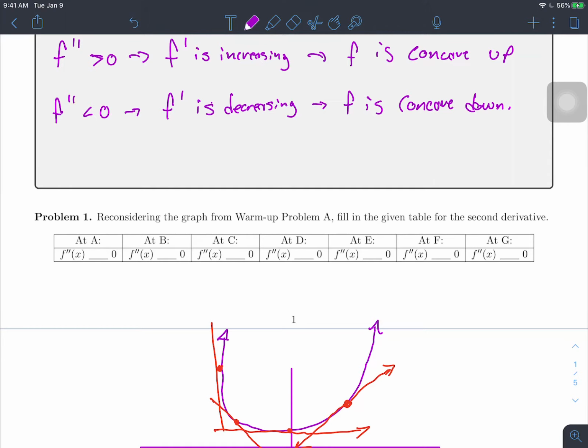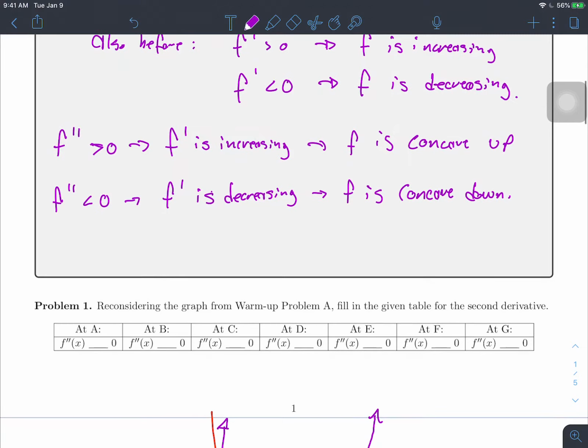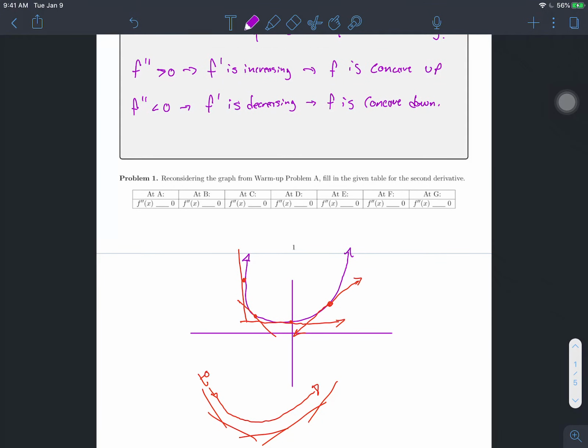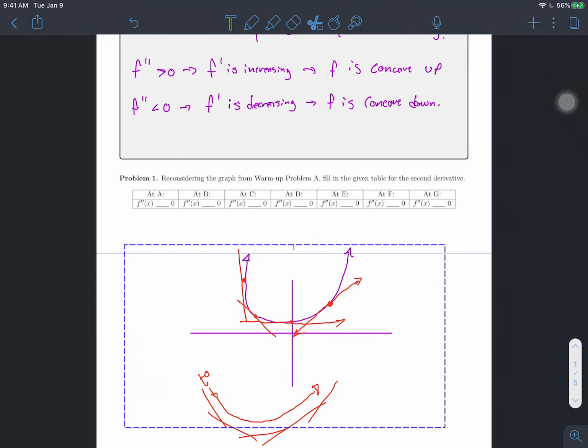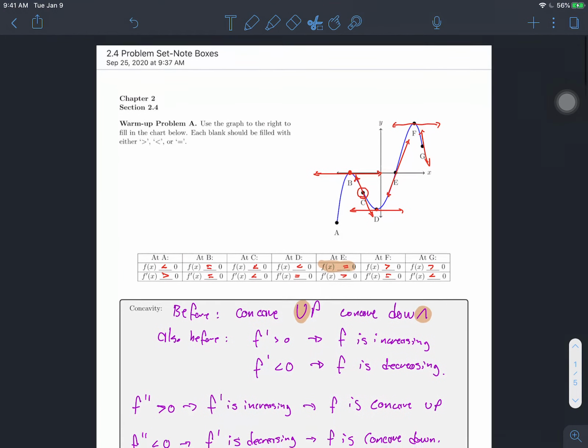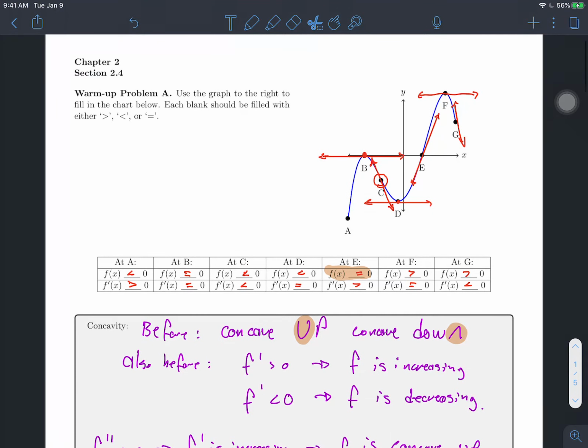So now we're supposed to figure out the concavity of our original warm-up problem. Let me see if I can copy that picture down here. First of all, let me get rid of all this crap.